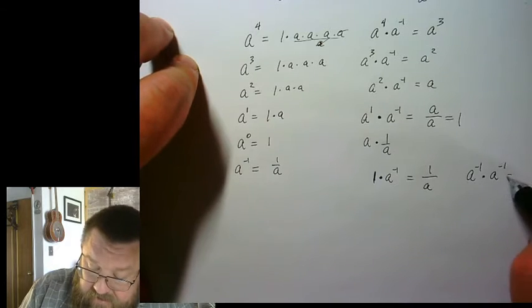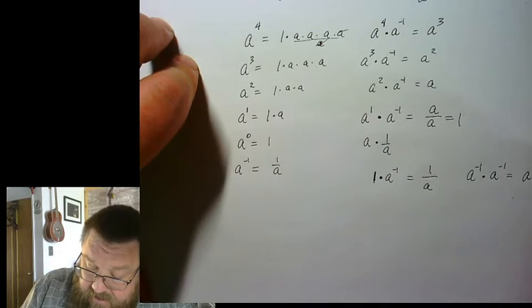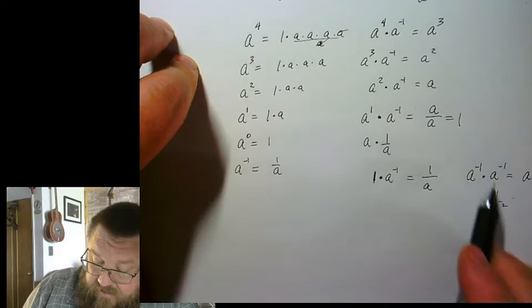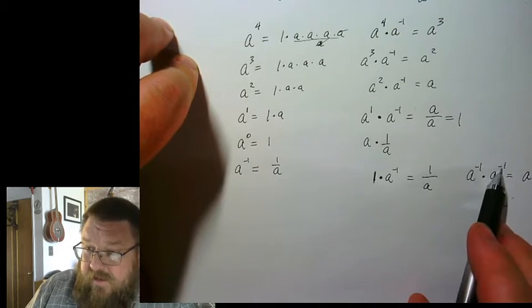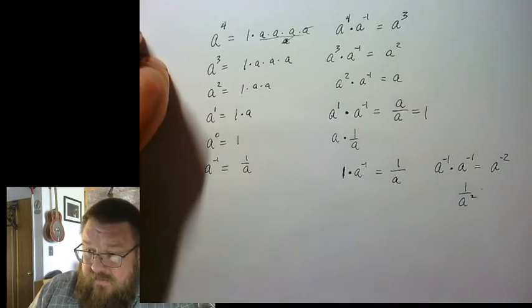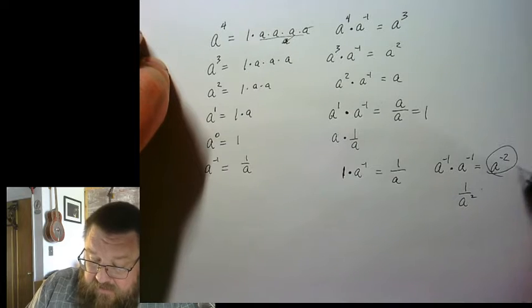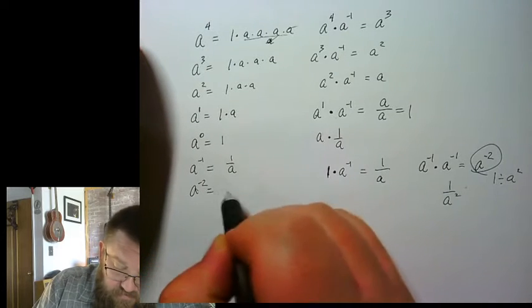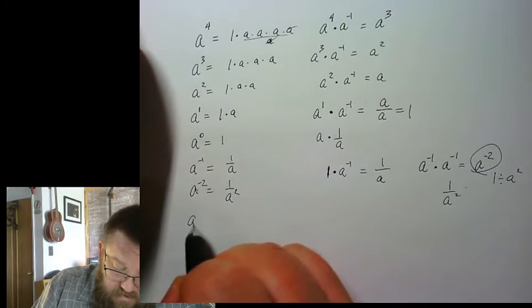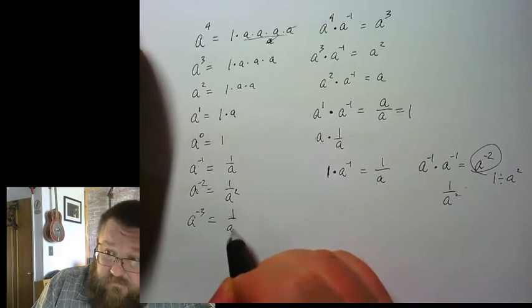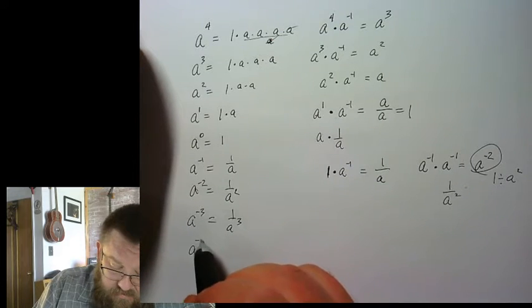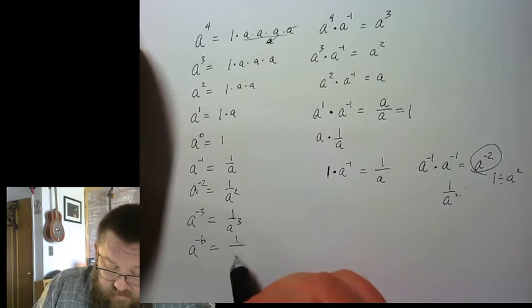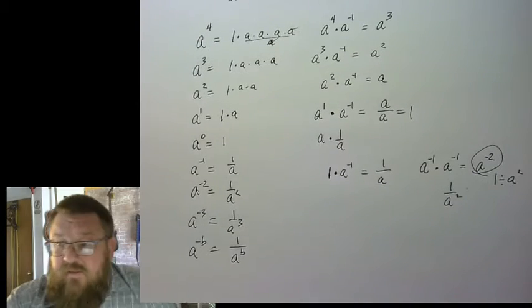Well, wouldn't this give me A to the negative 2, which is 1 over A squared? The base is the same. You add the exponents. Negative 1 plus negative 1 is negative 2, right? And this means division. It means 1 divided by A squared, which is this. So A to the negative 2, A to the negative 3, do you see? That's how it works.